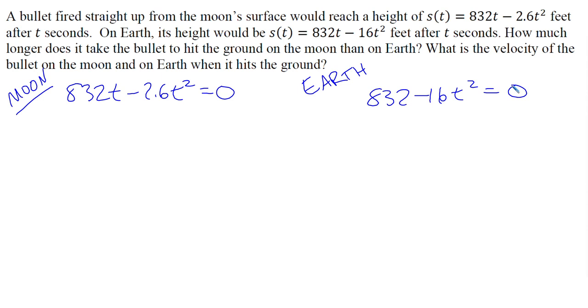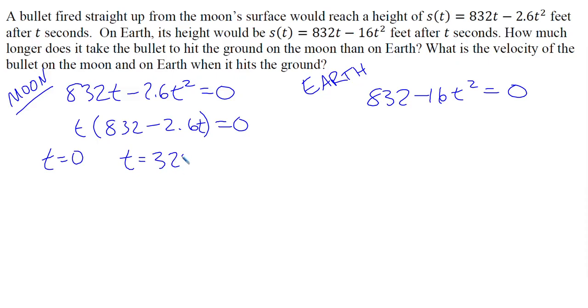We can factor out a t. So t times 832 minus 2.6t is equal to 0. And then that gives us either t equals 0, which is when it starts, or if we take 832 and divide it by 2.6, that will give us 320. So t equals 320 seconds is how long it's going to take for the bullet to hit the ground on the moon. And on Earth, we'll do the same thing.